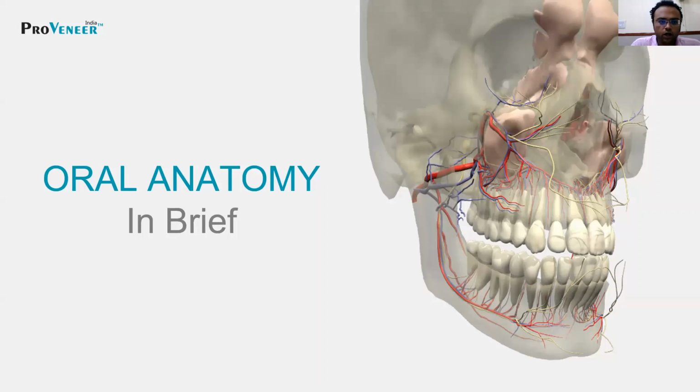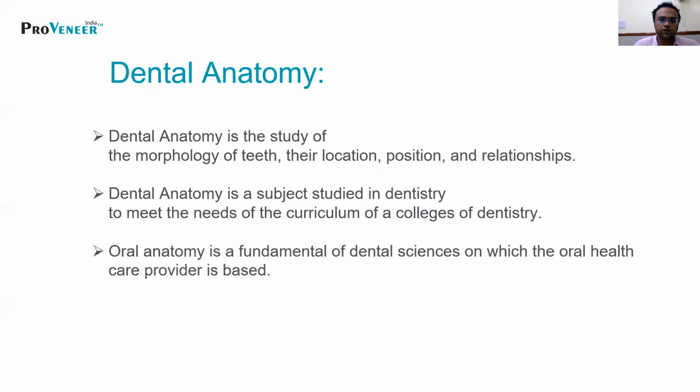Today I'll be talking about oral anatomy briefly, so that you get all the aspects which are required to talk to dentists about oral anatomy. So firstly, what is dental anatomy? What is anatomy? Anatomy is the description or the morphology of a place, person, or anything.